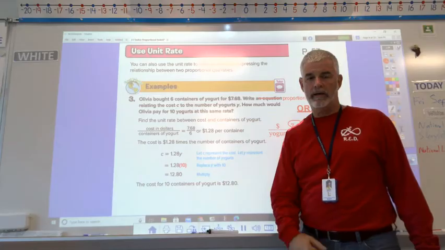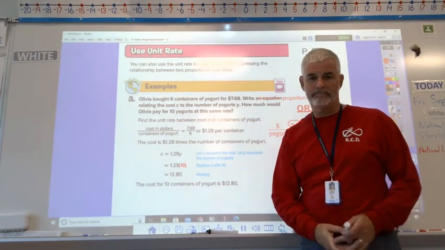Okay, so again, cross multiply to get 6 times C equals 7.68 times 10, which is $76.80. Divide both sides by 6, you get $12.80. It's the same answer as if you use the unit rate and then multiplied it by 10.